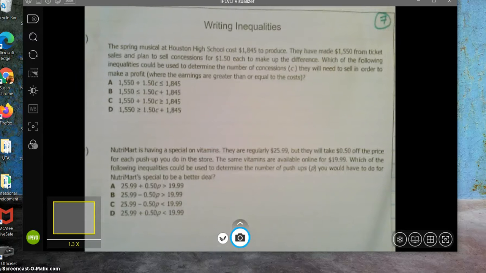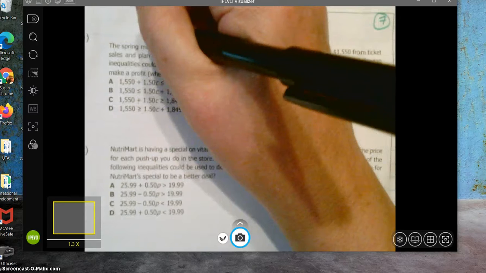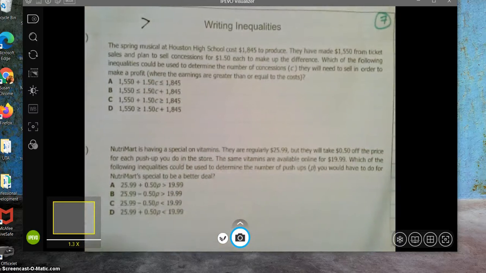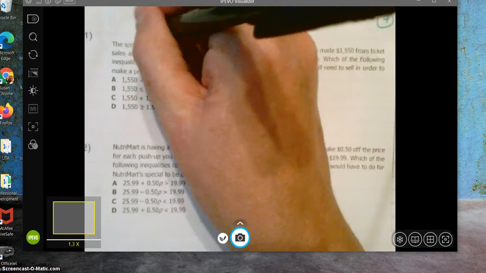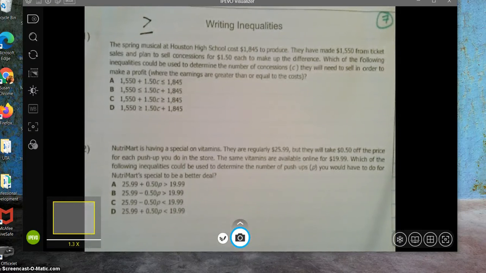Hey guys, we are going to finish up with writing inequalities. So we've already done writing equations, so now we are going to do writing inequalities. Okay? And so remember, inequalities might mean like greater than or equal to. So we're definitely going to have to talk about some of our word meanings here.